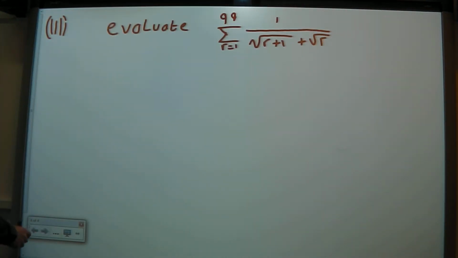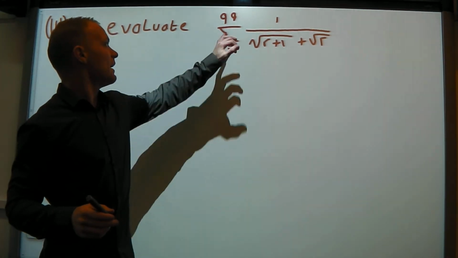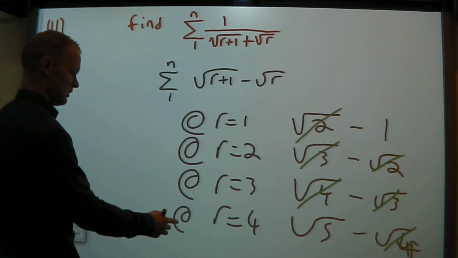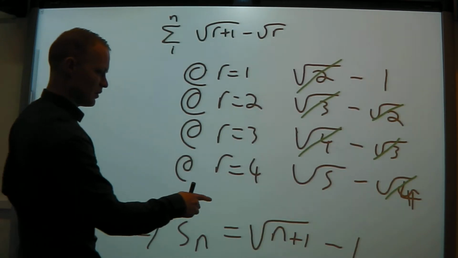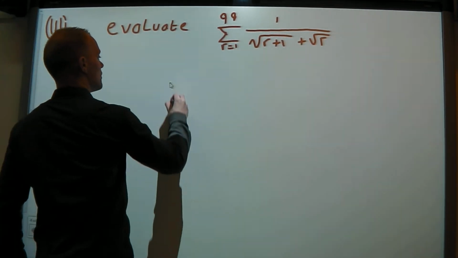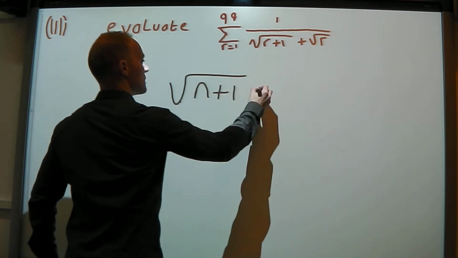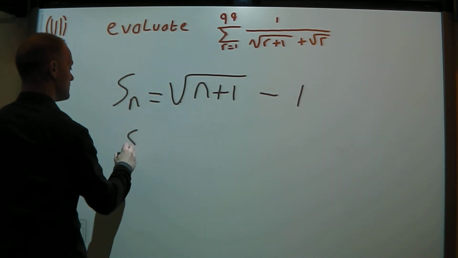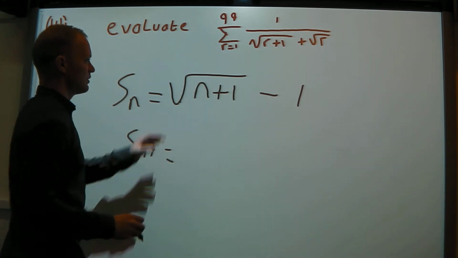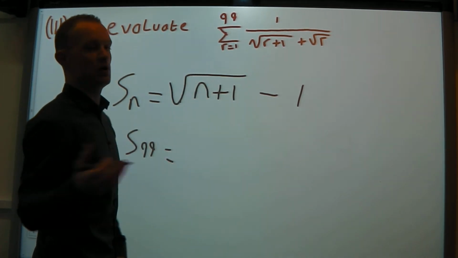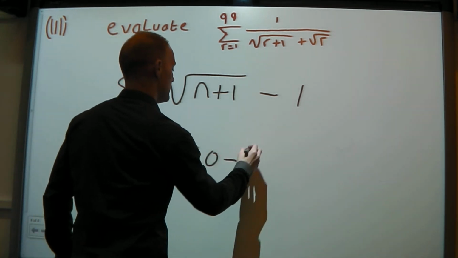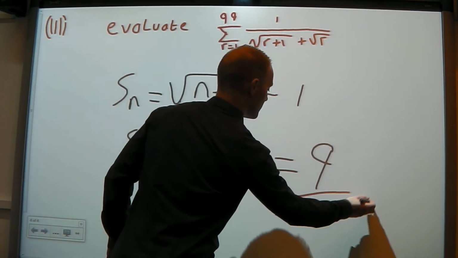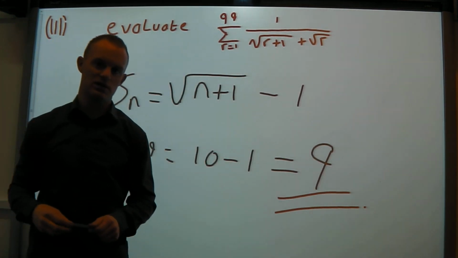And on to the next part, we're asked to evaluate the sum of the first 99 terms. Well, as we know from earlier on, that is root n plus 1 minus 1. So the sum to n terms is equal to that. So the sum to the first 99 terms is equal to the root of 99 plus 1, which equals root 100, which is 10, minus 1 equals 9. So the sum of the first 99 terms in that sequence equals 9.